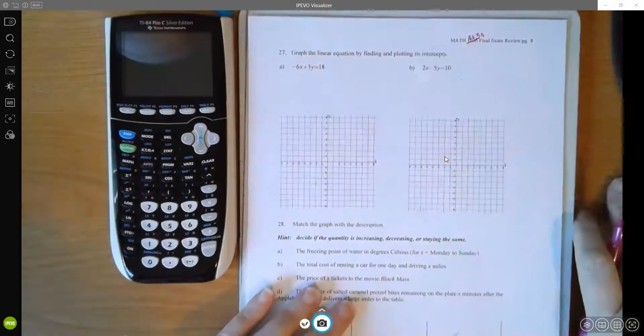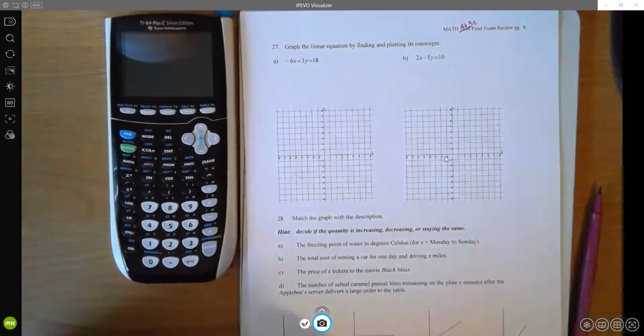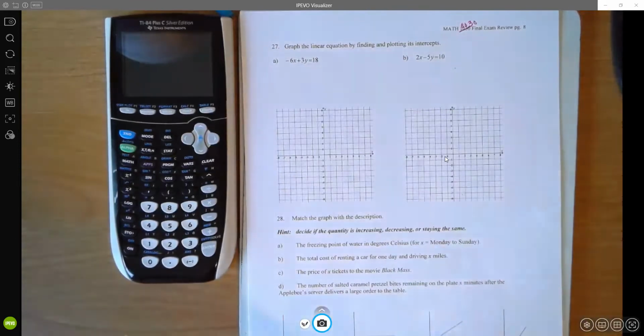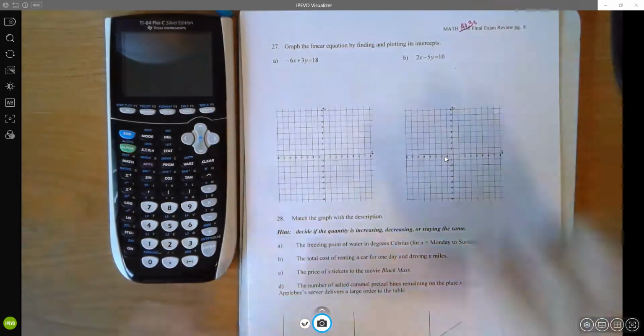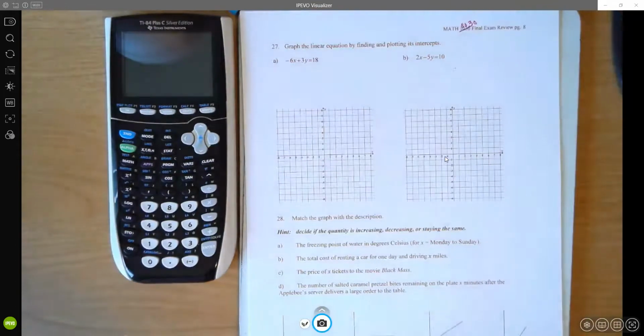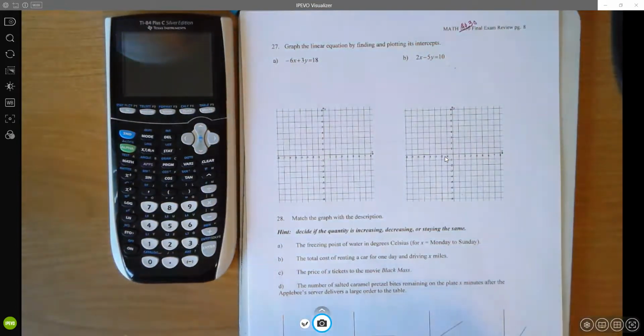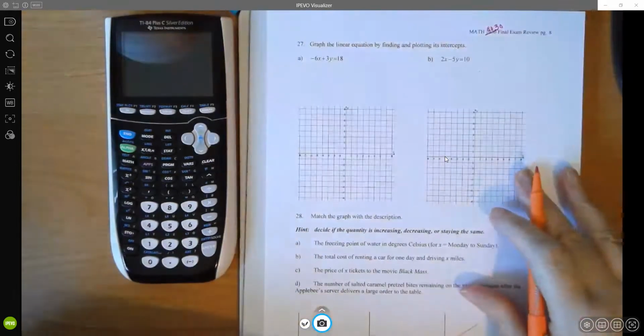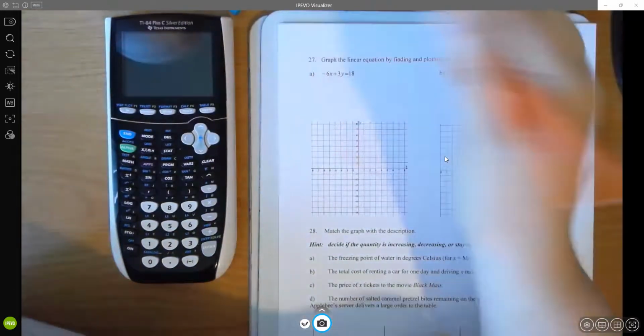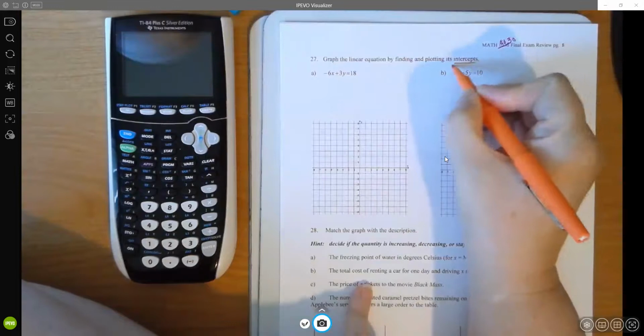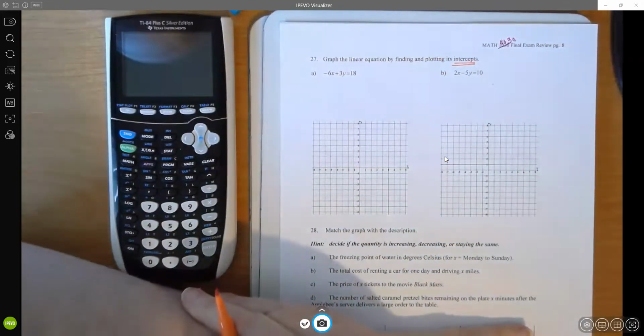Okay, let's just dive right into problem number 27, which is: graph the linear equation by finding and plotting its intercepts. Notice it did not ask you to graph using the y-intercept. It wants us to find the intercepts. So this one is very specific in its directions. So we're going to find the x and y intercepts.